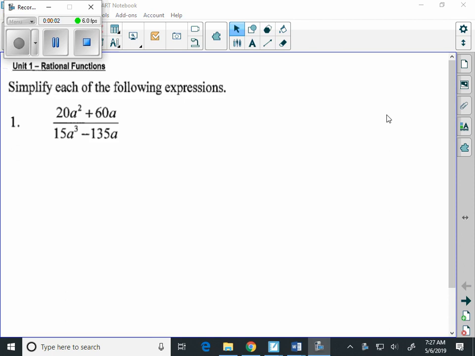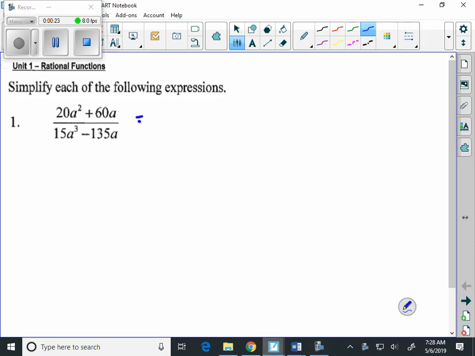Simplify each of the following expressions. Well, if we think back to our Unit 1, what we're doing is we are factoring. And as I take a closer look at this, it looks like on both of these, in the numerator, the top of the expression, and the denominator, the bottom of the expression, we are factoring the greatest common factor.